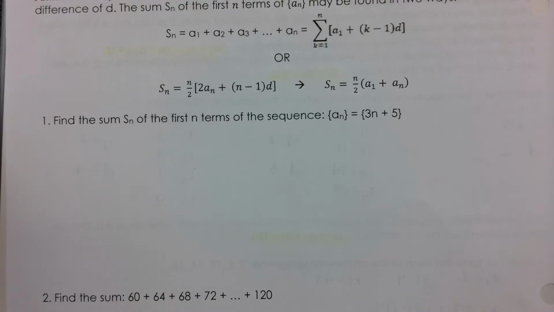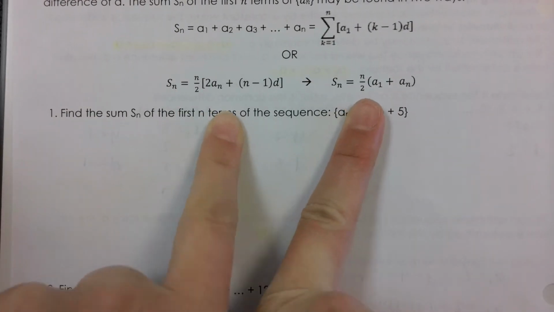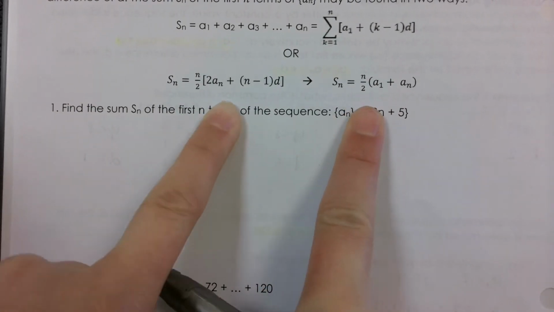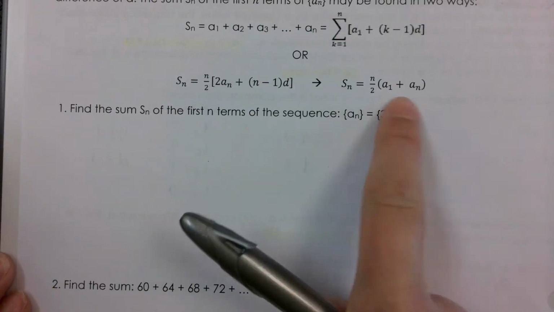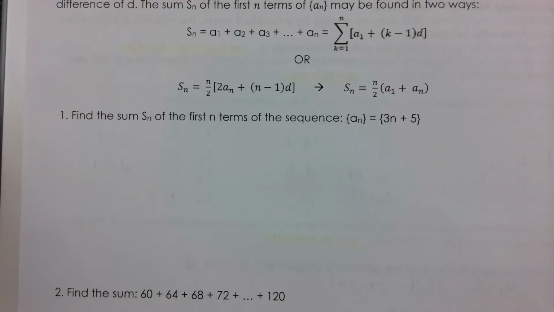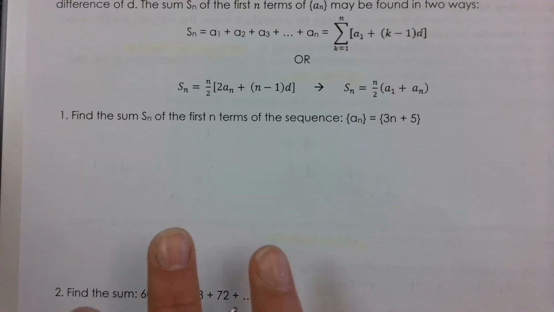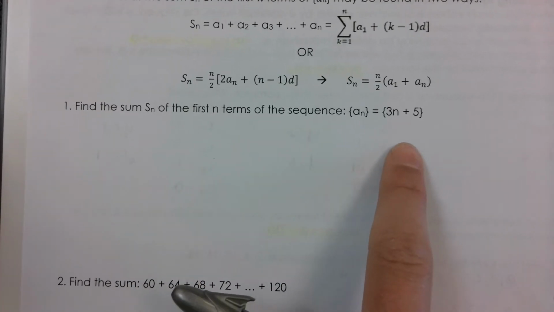So for the first one here, we're going to use both of these formulas just to prove that they still get you to the same answer. And then after that, I don't care which one you use. So whichever you like better is fine. I typically just use this one because it's smaller, it's shorter, there's not much more to it. So, yeah, we're going to go ahead and do one. So we want to find the sum of the first n terms of this sequence.